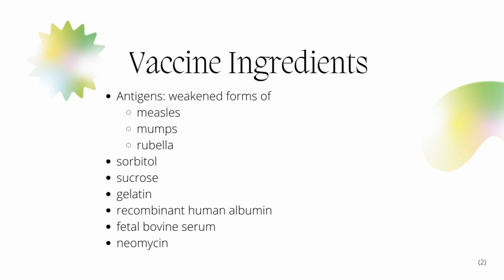Recombinant human albumin prevents the formation of particles in the vaccine, aggregation, and protects from oxidative stress while in storage. Fetal bovine serum is a growth medium used for antigen production, but is then purified away and is only present at trace levels. Lastly, neomycin is an antibiotic that prevents the growth of bacteria in the vaccine.